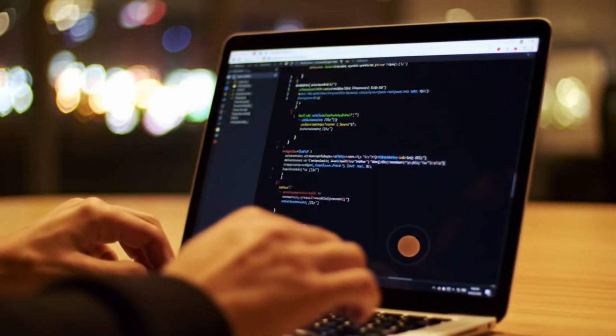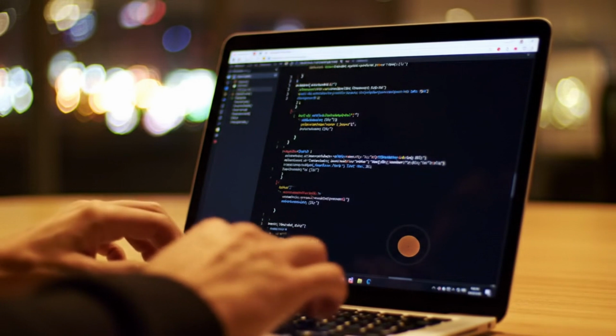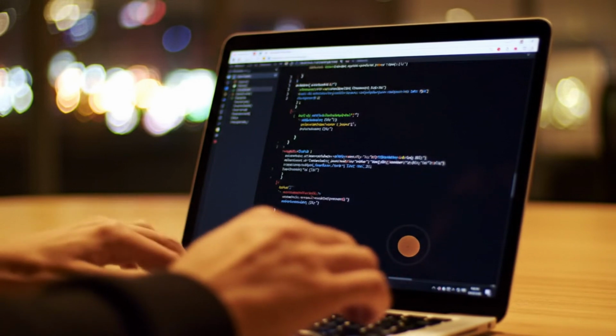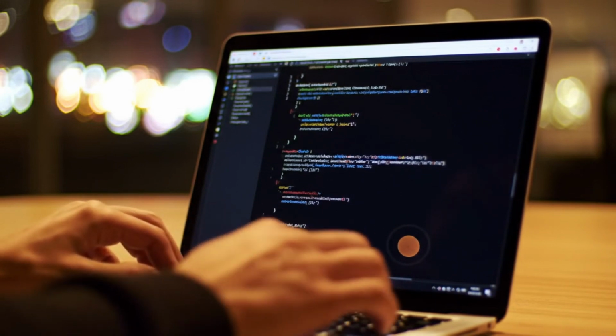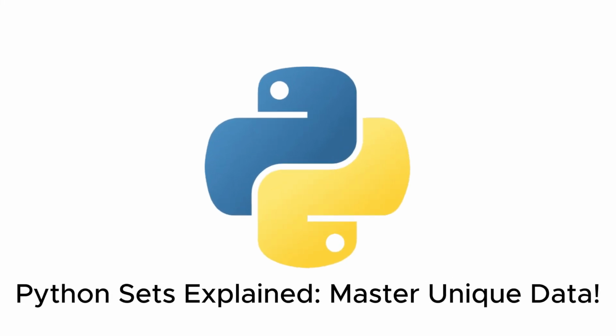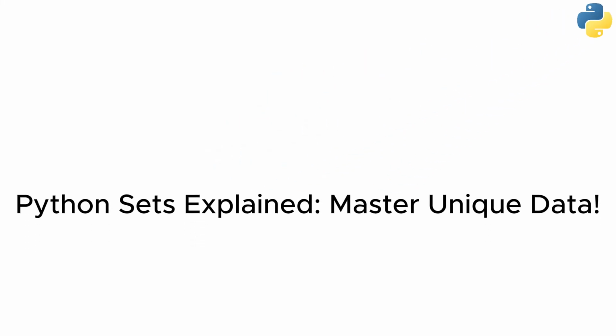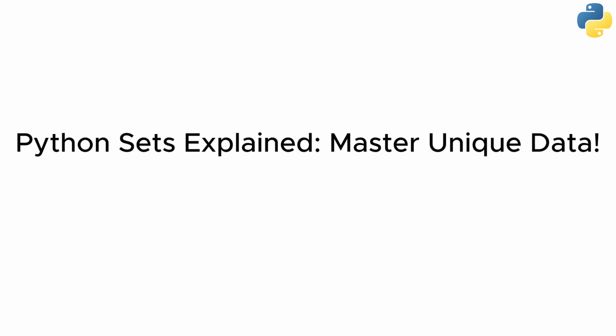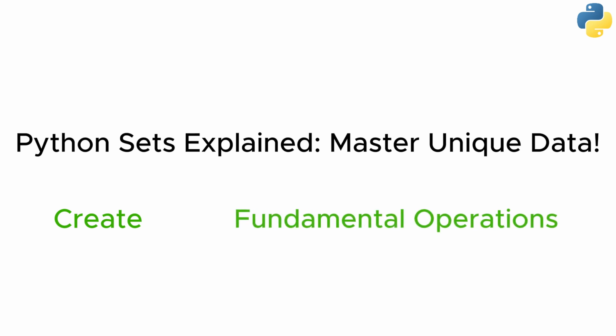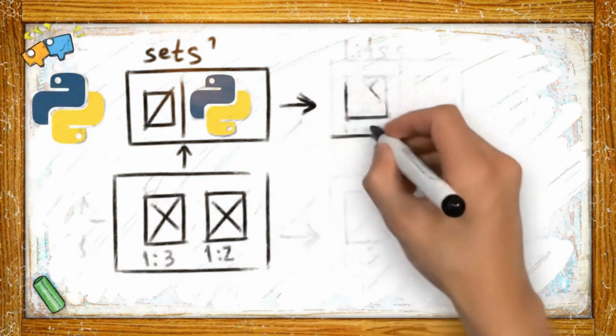Have you ever found yourself needing to handle unique items in your data or wished you could perform mathematical operations like unions and intersections directly in your code? Well, get ready to unlock the power of Python's set data structure. In this video, the first part of our set series, we're going to dive into what sets are, how to create them, and all the fundamental operations you can perform. By the end of this lesson, you'll be able to efficiently manage unique data and solve common programming challenges with ease. Let's get started.